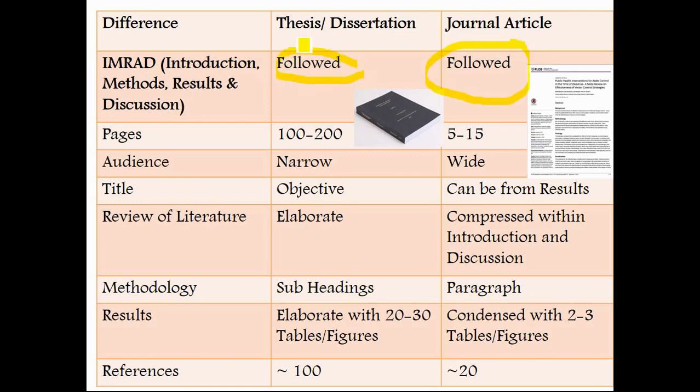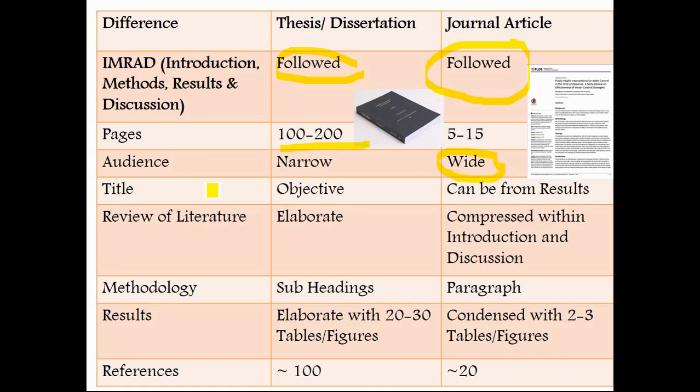The difference between a thesis and a journal article is that a thesis is about 100 to 200 pages, but in a journal article we have to condense it to 5 to 15. The audience of a thesis is going to be very narrow, maybe your guide, your colleagues, your university people and so on. But for a journal article there is a wide audience everywhere on these online platforms.